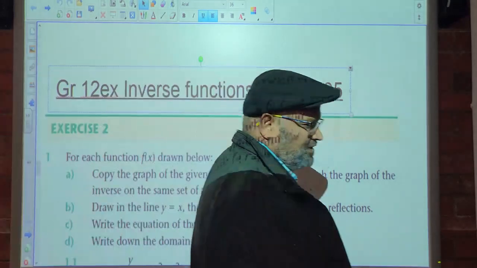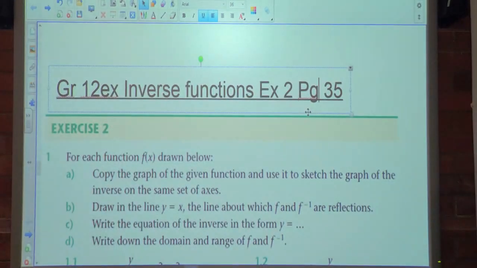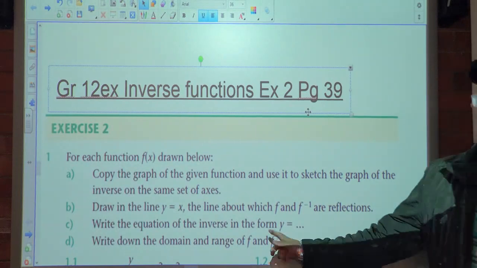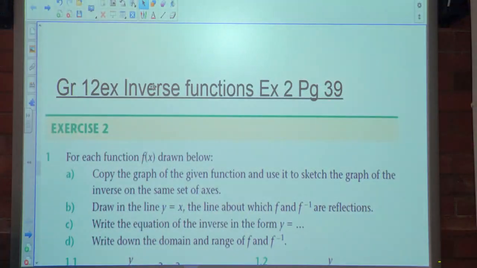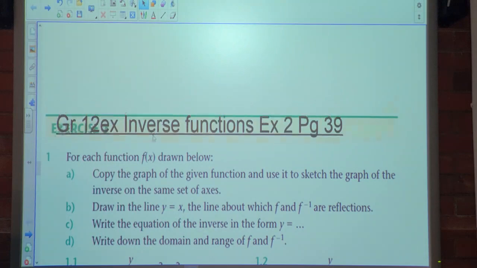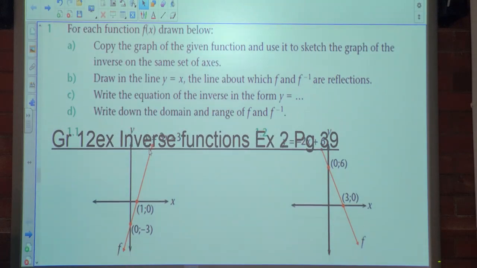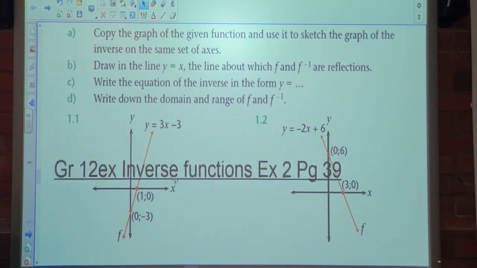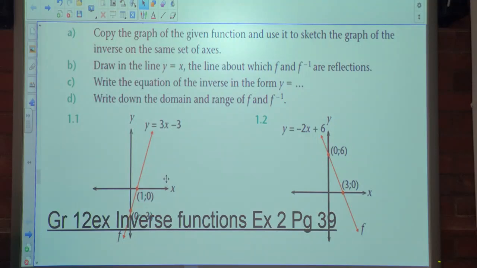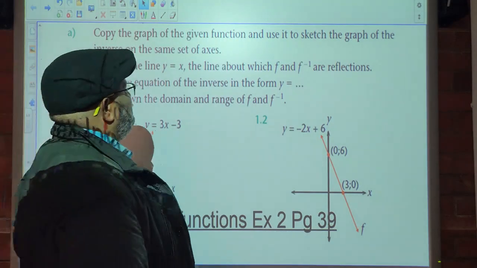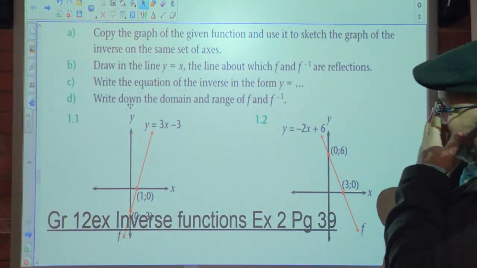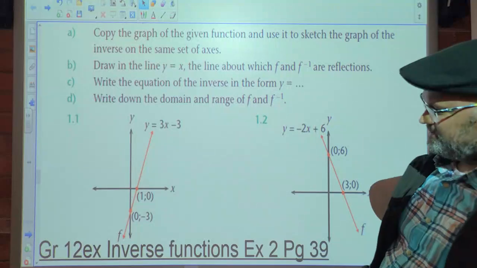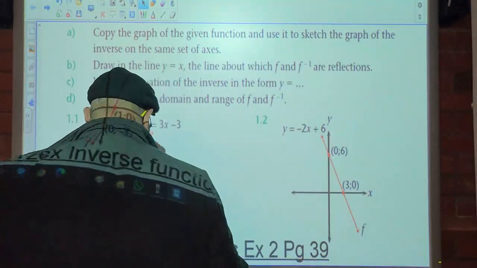So exercise 2 is on page 39. Here we are told that for each function f of x drawn below, copy the graph of the given function and use it to sketch the graph of the inverse on the same axis. Okay, so let's do that part first.